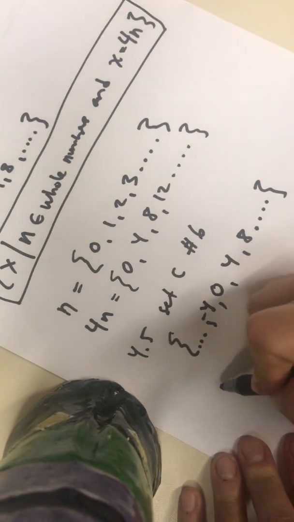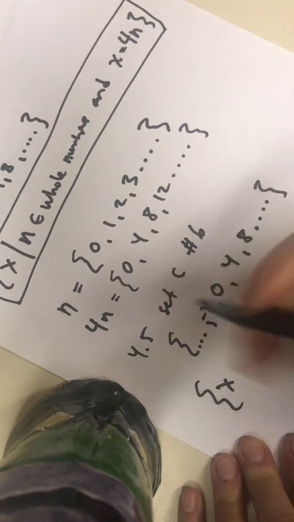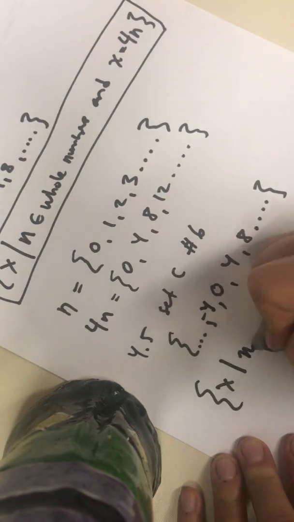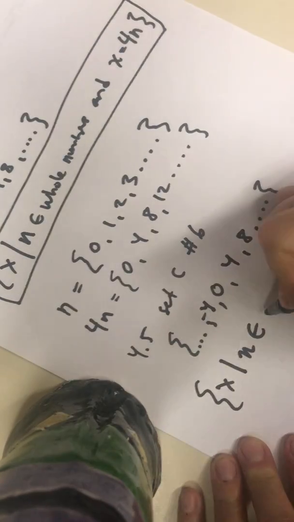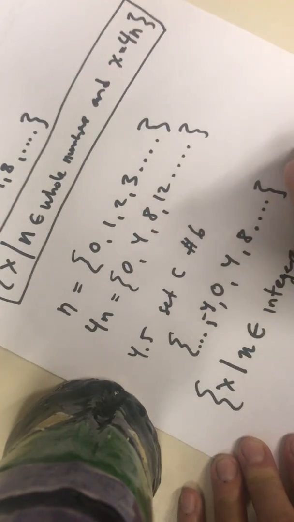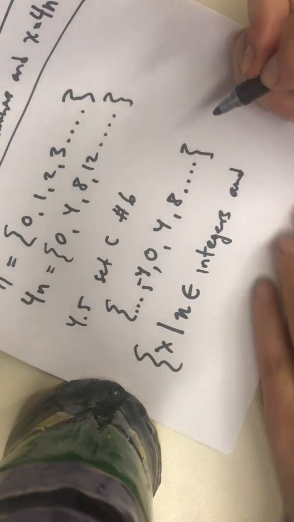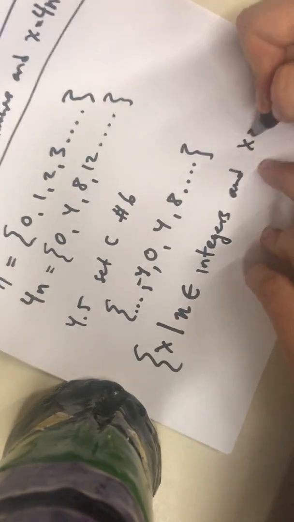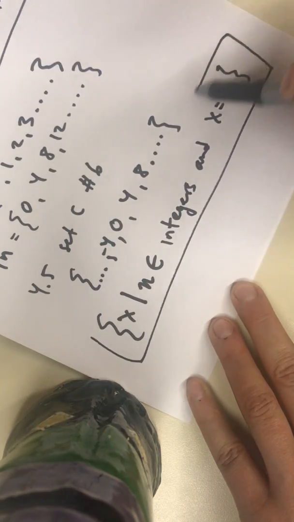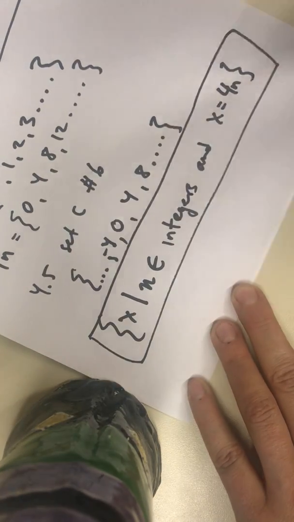Do you like how I changed that up? So essentially, I'm just going to write that, I'm going to say, hey, x such that n is an element of, think about this, not whole numbers, but integers. And x equals the same for n. So that should be the answer for 6. I changed it from whole numbers to integers.